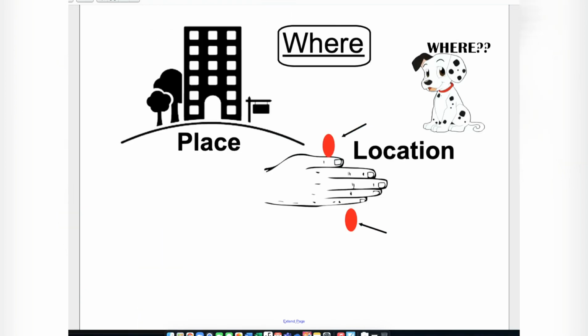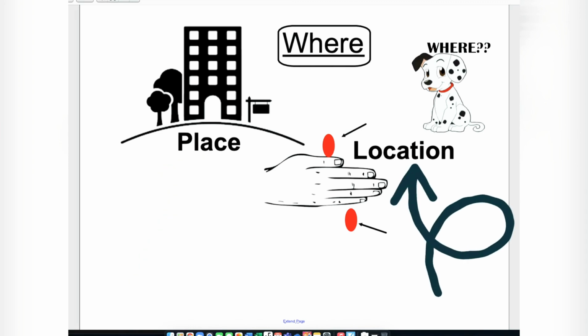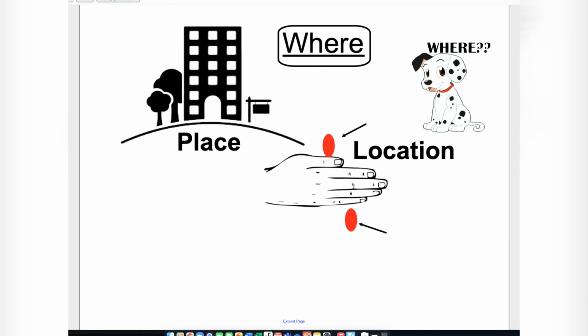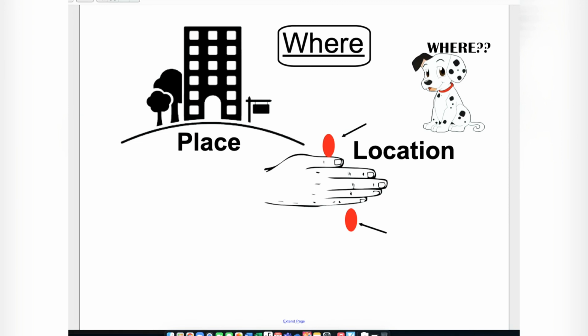The next puppy is the where puppy. The where puppy is always curious to ask where questions about places and locations. And I always preface location with explaining that those are spatial concepts that you want the kids to use in order to respond to where questions. Is it on? Is it under? Is it at the top? Is it behind? Is it in front? All of those words matter for location.